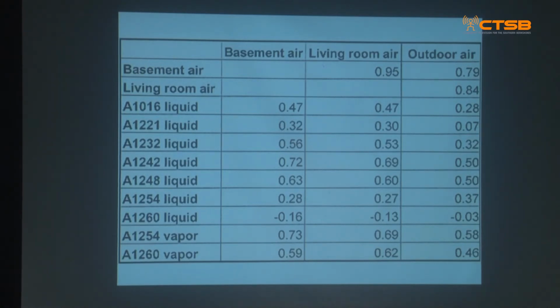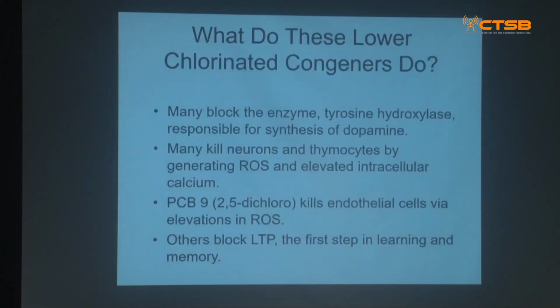So what does this mean? It means that PCBs are migrating into these homes, primarily through the basement, just like radon does. And what's in the basement gets in the living room. And people living in this house were breathing this crap all the time they're in the house. Now this, again, indoor air is more concentrated than outdoor air with PCBs. And yet everything I'd shown you earlier was talking about diseases from outdoor air.